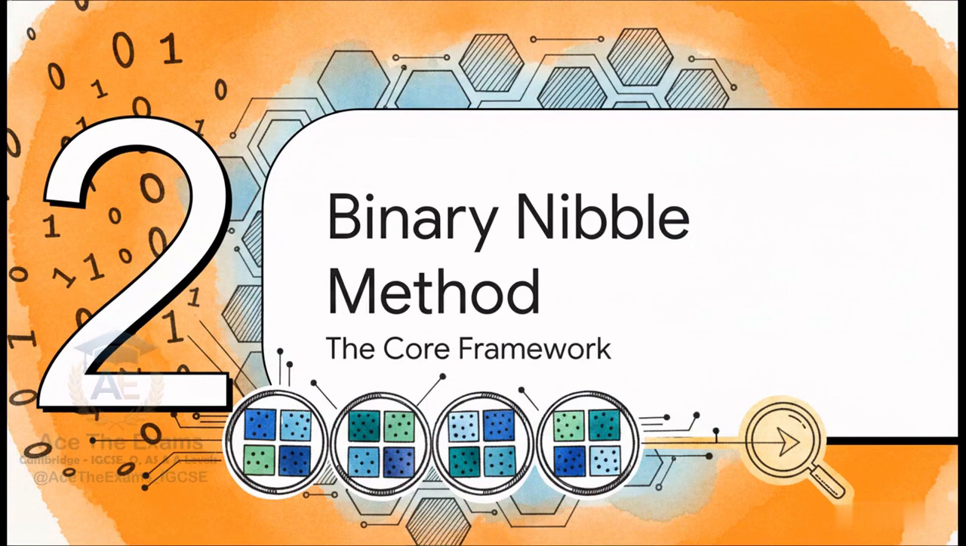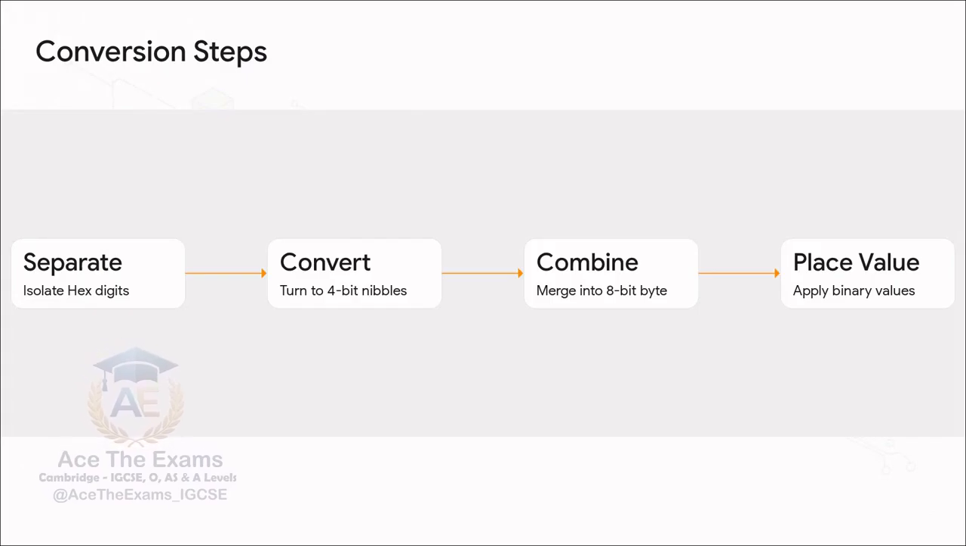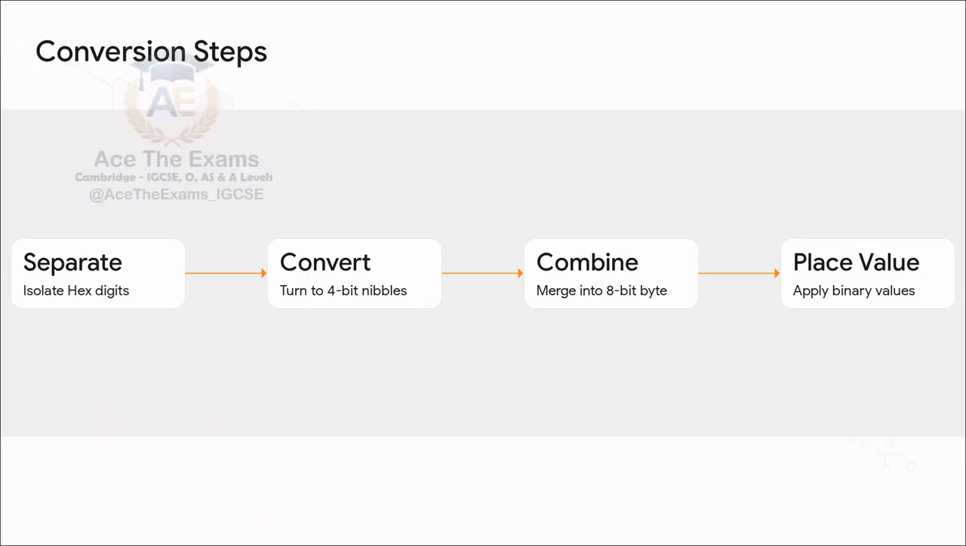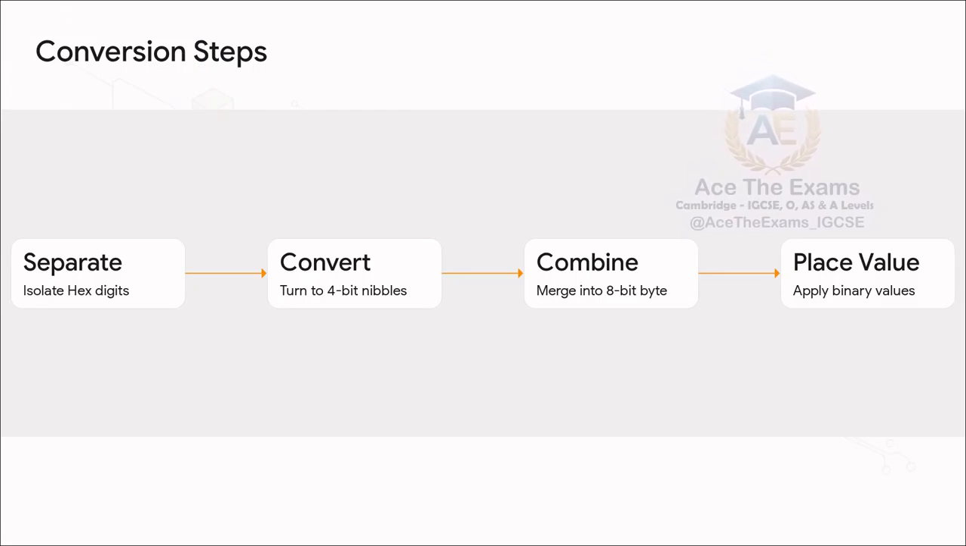Section 2. The binary nibble method. In just a minute, I'm going to show you the exact clue examiners leave that changes your final answer completely. But first, let's just demystify the mechanics here, step by step. The absolute safest way to convert hexadecimal back to denary is by using binary as your stepping stone. It's a simple 4-step process.